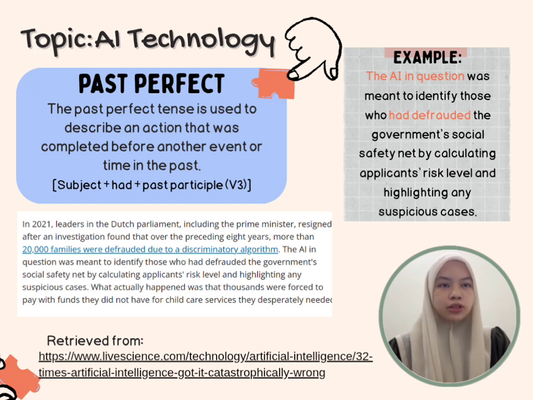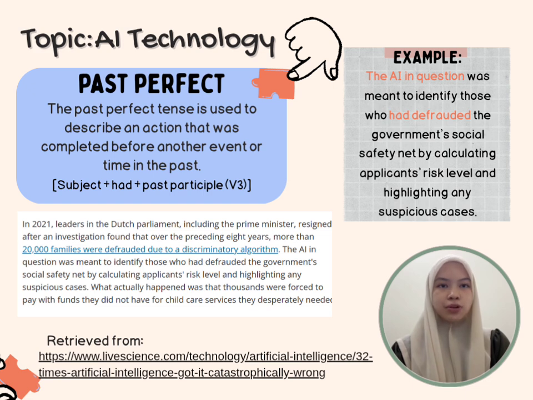FT251-10125. I will continue to explain three more tenses, which are past perfect, past perfect continuous, and lastly, simple future. So the first tense that I will explain is past perfect. The past perfect tense is used to describe an action that was completed before another event or time in the past. The formula used to identify past perfect sentences is subject plus had plus past participle.